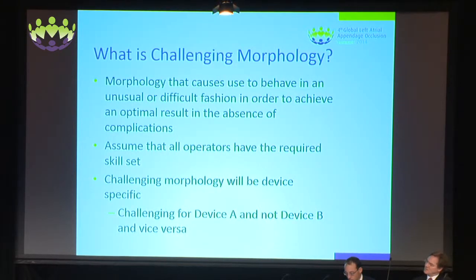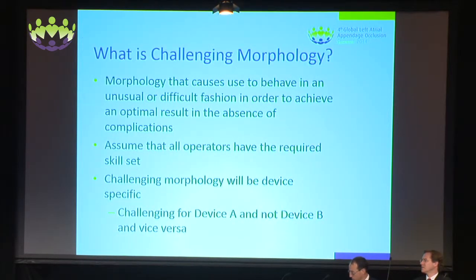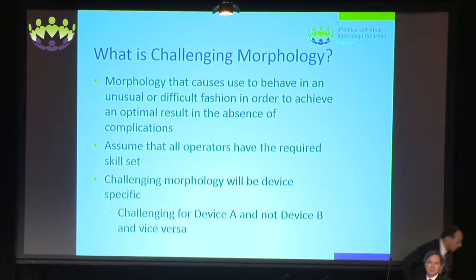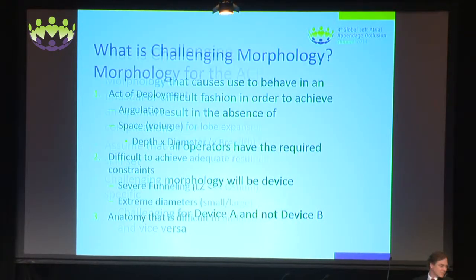Now, let's make the assumption that everybody in this room is an outstanding operator, because I'm sure they all are, and we can assume that all the operators have the required skill set. So if that's the case, challenging morphology must be device-specific. That means that it's going to be challenging for device A and not necessarily for device B, or vice versa.